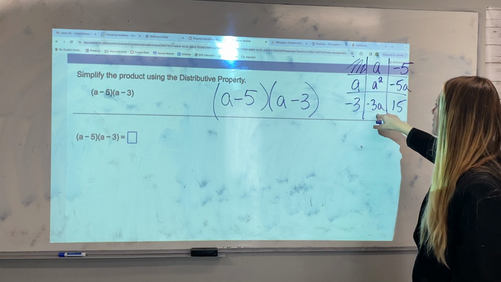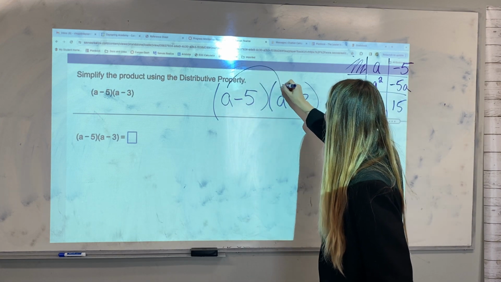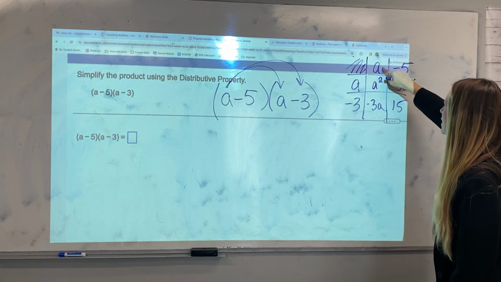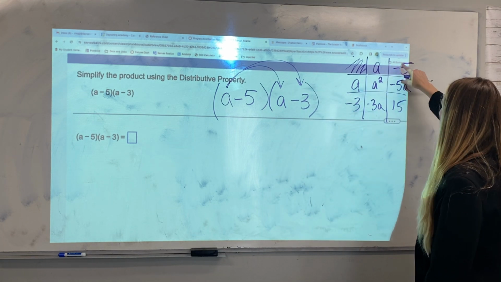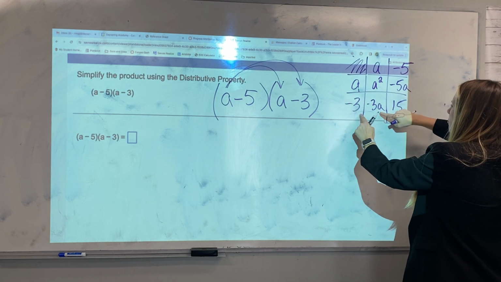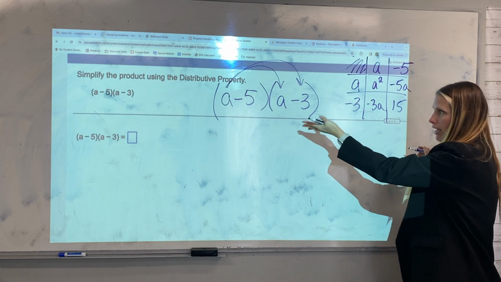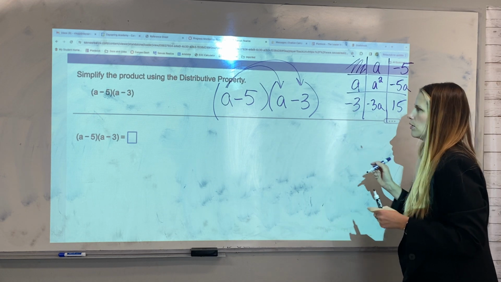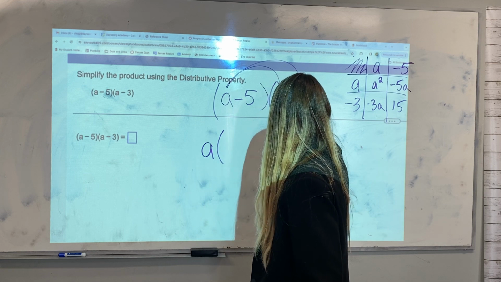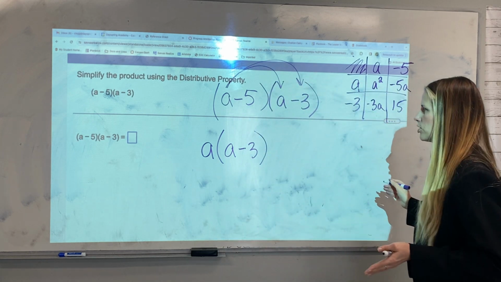Then it's going to multiply this a times the negative 3. What it's doing is taking this a and multiplying it times this a, and then multiplying it times negative 3. So it's taking the a in the first binomial, the a minus 5, and multiplying it by a and by negative 3. We're just showing it with arrows instead of a table. So this a has to be multiplied times a and negative 3. That's what those arrows are showing.